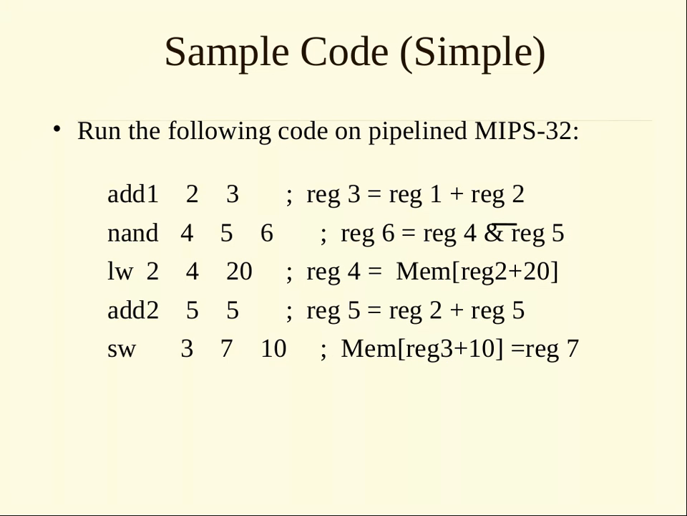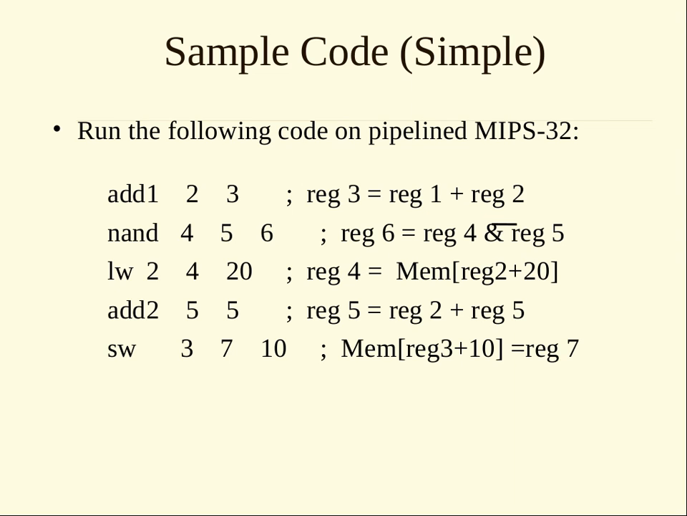All right. Let's go ahead and do an example. So, add 1, 2, 3, aka register 3 will have the contents of 1 and 2. NAND 4, 5, 6. Register 6 will have the NAND, or the not AND, of registers 4 and 5.